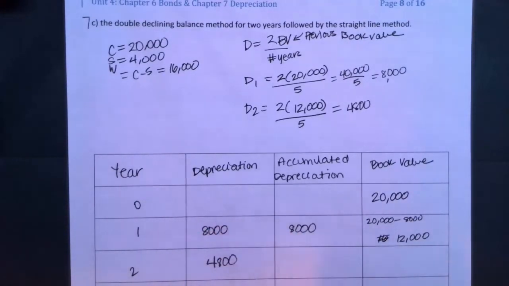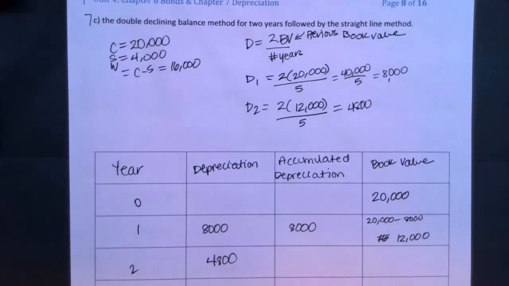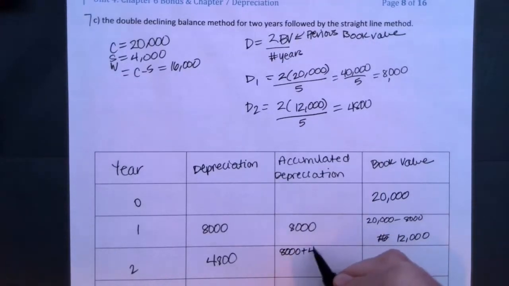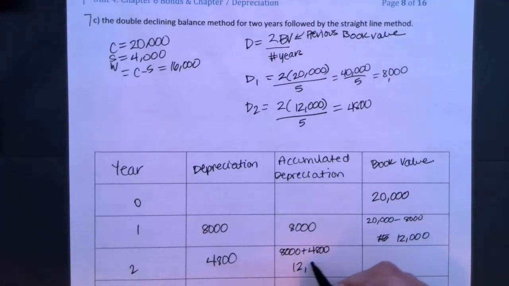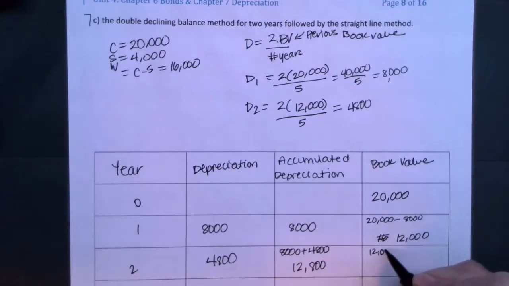And again, it seems like it's on the bigger side, but now our accumulated depreciation is going to be 8,000 plus 4,800, because again we're just adding those together, so we get 12,800, and our book value is going to be that 12,000 minus that 4,800, and when we do that we get 7,200.